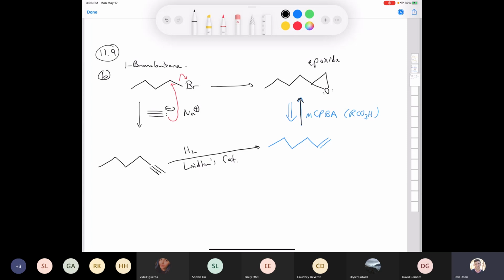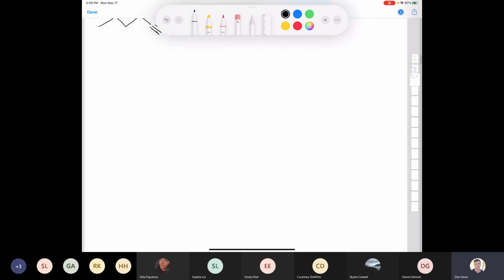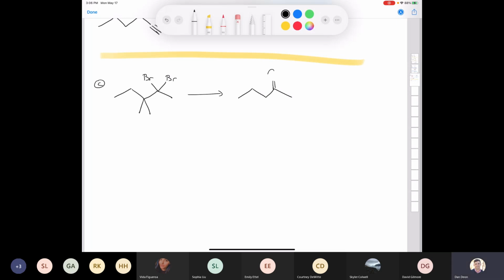So this is 11.9b. Let's try 11.9c. I have a star by this one in my notes. I must think it's a good one. Whenever I put a star by it, it's a question I like. So 11.9c, we started with this geminal dibromide here, and we have a geminal dimethyl here. And we want to convert that into this methyl ketone.